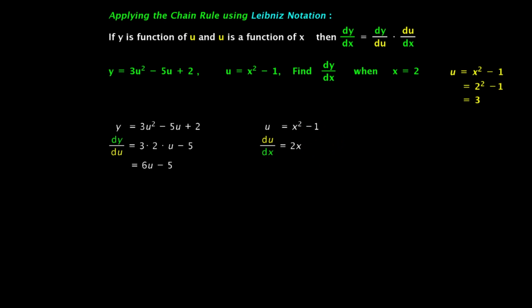Now we are ready to apply this notation. We are ready to find dy dx. So we will multiply dy du times du dx. We got the values ready over here. So dy dx equals dy du times du dx. dy du is this value, we have just done it. Plug in this value, 6u minus 5. And du dx, we just got it there, is 2x. Write the 2x.